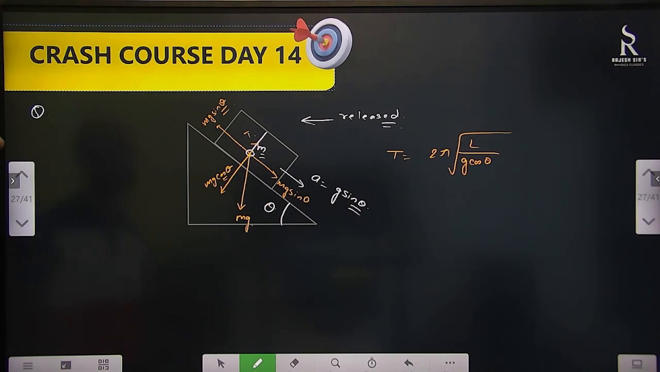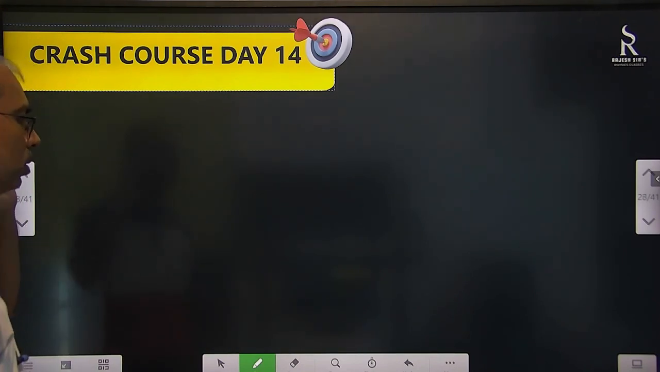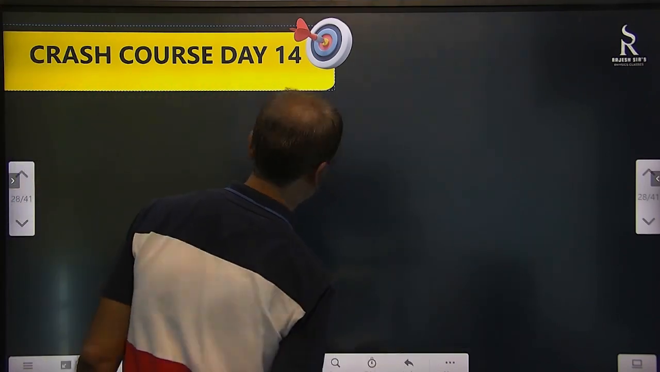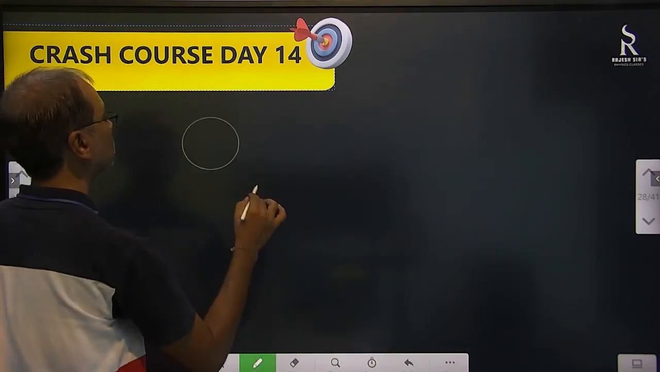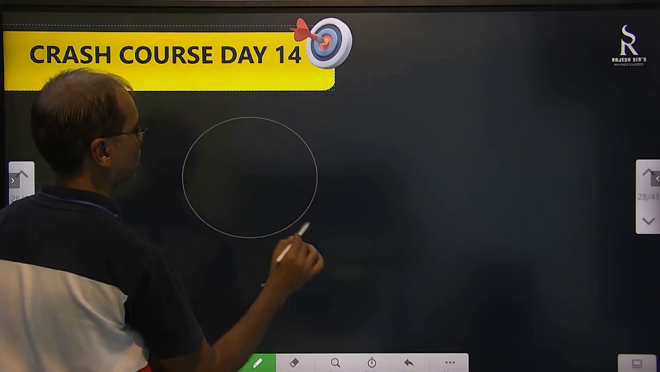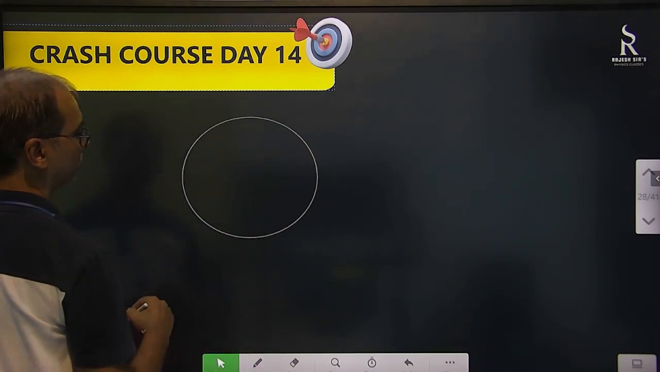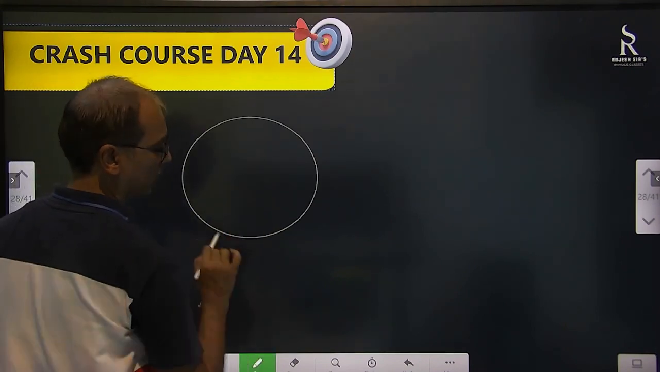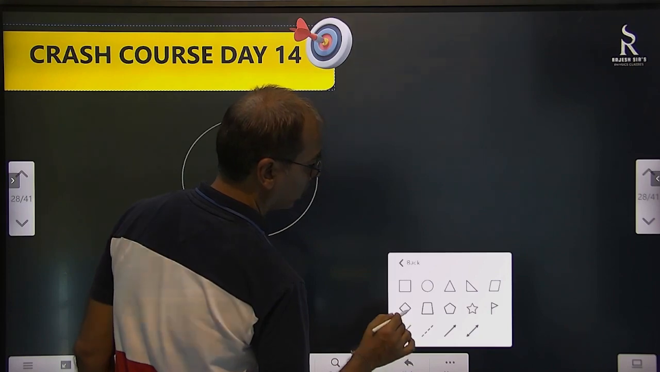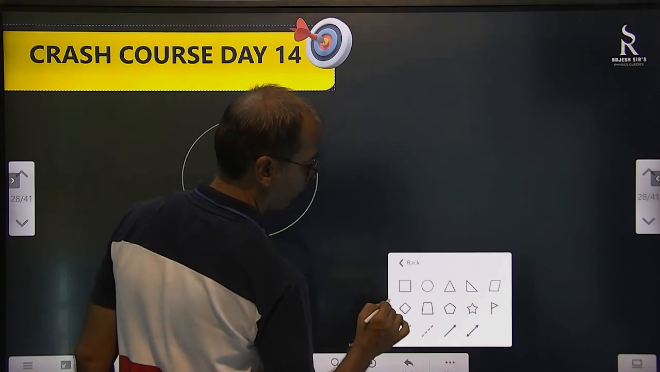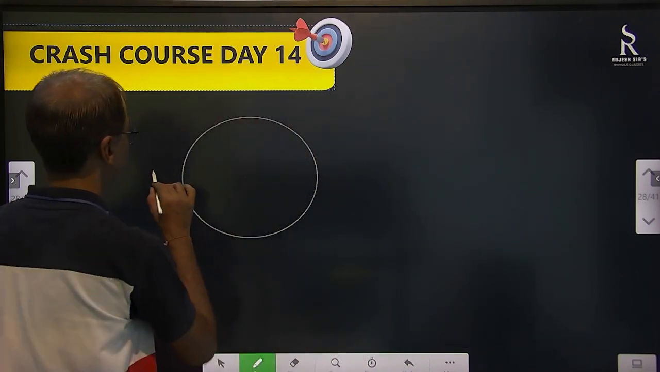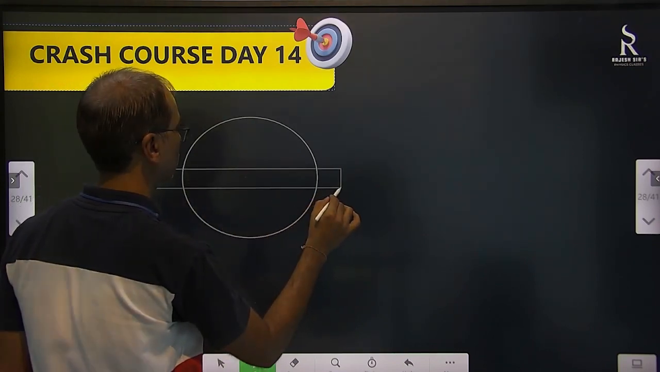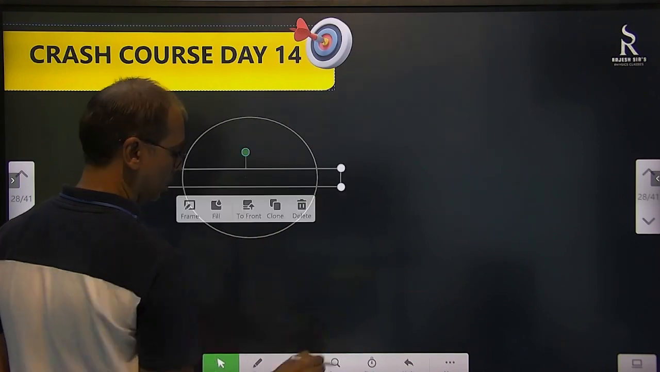Okay, one more question we'll do. The last question on SHM now. This question is related to gravitation. Okay, this is our Earth, and this is the radius. We will say, wait, we'll make a tunnel in this. There's a tunnel like this.